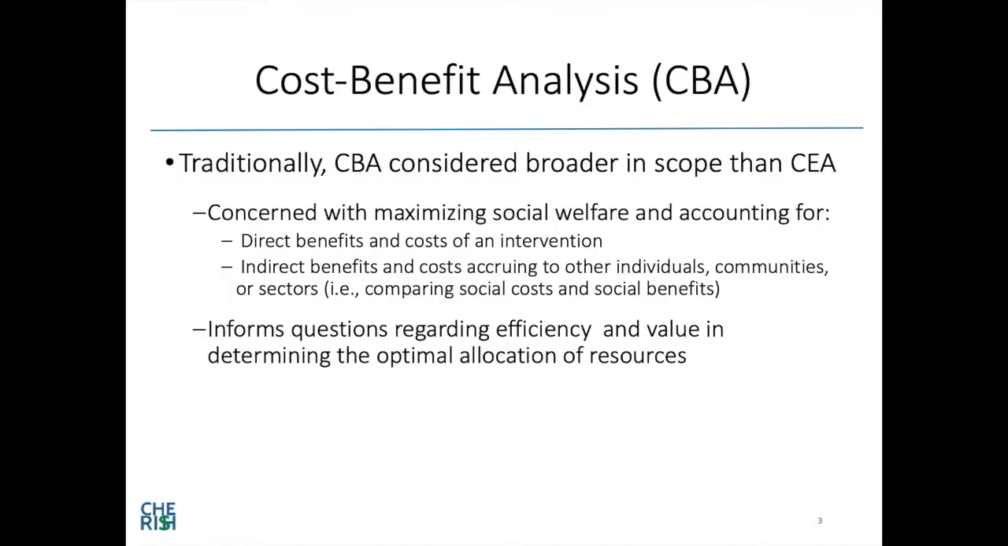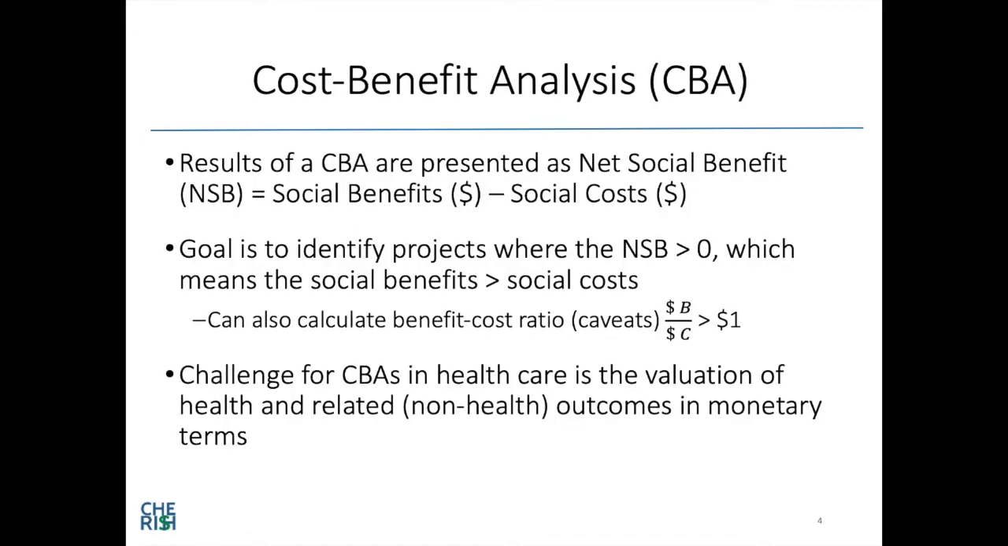Using a CBA, we want to inform questions about how best to allocate limited resources and whether these programs are worthwhile. A program may be cost-effective, but not necessarily worthwhile, because cost-effective is not the same as cost-saving. What goes into these costs and calculations? Well, it depends on the perspective of the analysis and what viewpoint you are taking. The results of a CBA are primarily a net social benefit, subtracting the cost of implementing a program from the benefits attributable to the program.